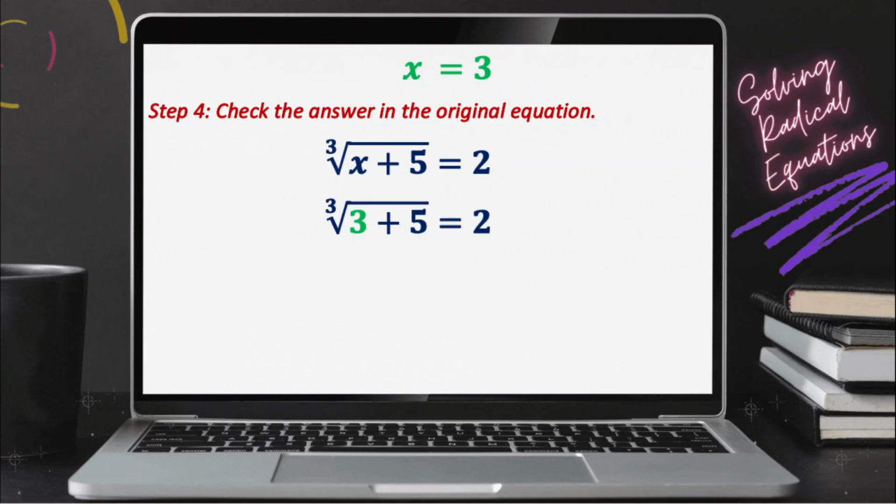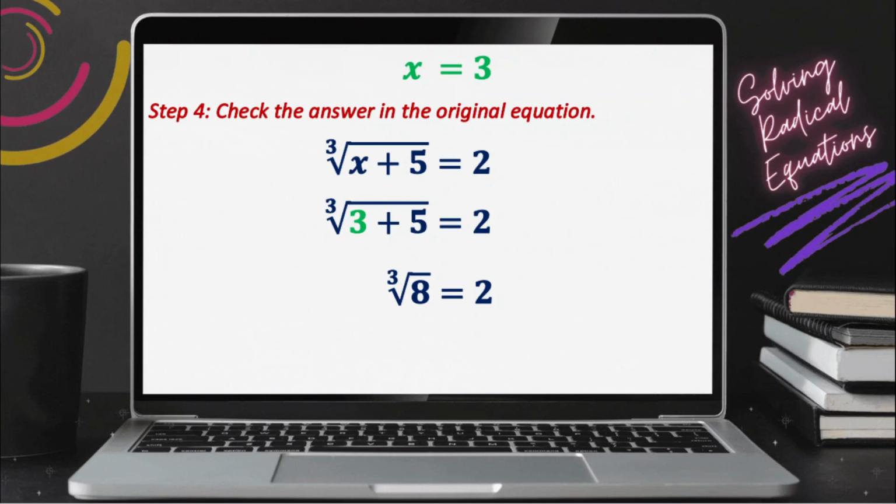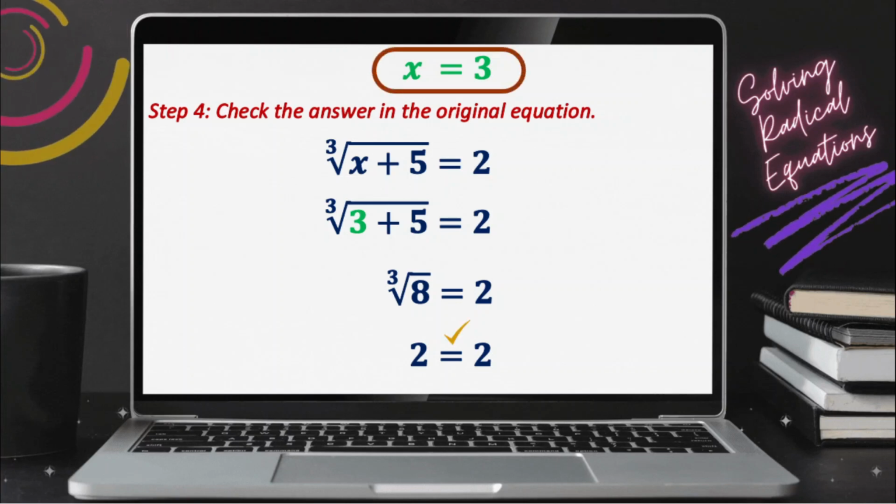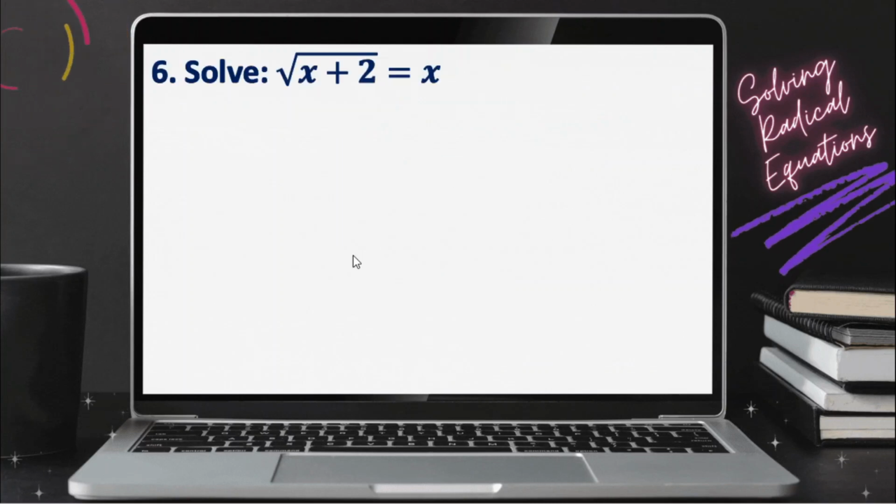So, we have the cube root of 3 plus 5 is equal to 2. 3 plus 5 is 8. So, we have the cube root of 8 is equal to 2. The cube root of 8 is 2. So, therefore, we have 2 is equal to 2. Therefore, x is equal to 3 is the solution of the radical equation the cube root of the binomial x plus 5 is equal to 2.